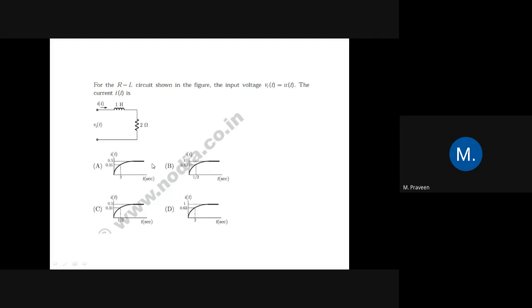So just refer the graph here. So for 1 by 2, for option C, you have at t is equal to 1 by 2, you will be having the I of t value as 0.31. Therefore, option C is going to be the correct answer here.